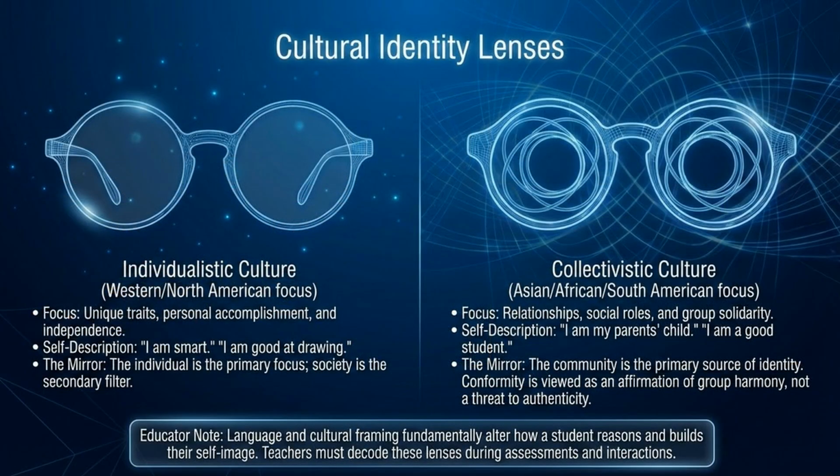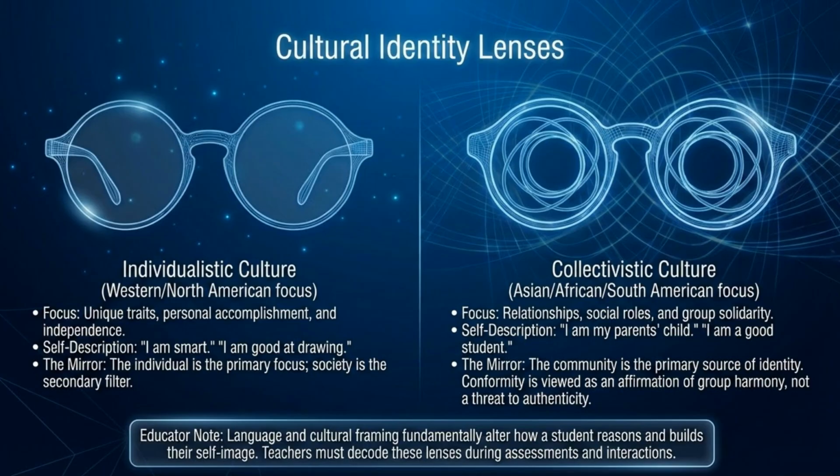Here's something every teacher in a diverse classroom needs to understand: there is no universal self. In individualistic cultures, broadly associated with Western and North American contexts, identity is organized around personal achievement, unique traits, and independence. A child from this background will naturally describe themselves as, I am smart. I am good at art. The individual is the primary unit.